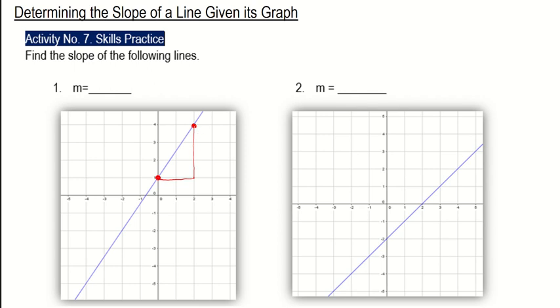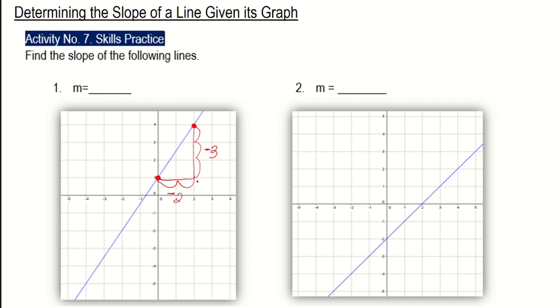Okay. Bilangin natin to. 1, 2, 3. Tatlong units pero pababa, so that is negative. From this point going to this point, so we have how many units? We have 1, 2. Saan siya papunta? Ang direksyon, papuntang left, so negative.